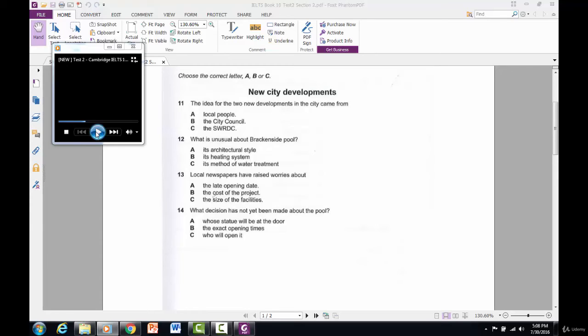Right, so they mentioned SWRDC, they mentioned City Council earlier. There's nothing about that being where the idea came from, okay? In the beginning, they said the idea came from you, the public. You heard the magic words: idea, and from. We heard you, the public. You, the public, is a synonym for local people. We're picking synonym matches, people. That's how you know how to do this kind of question.